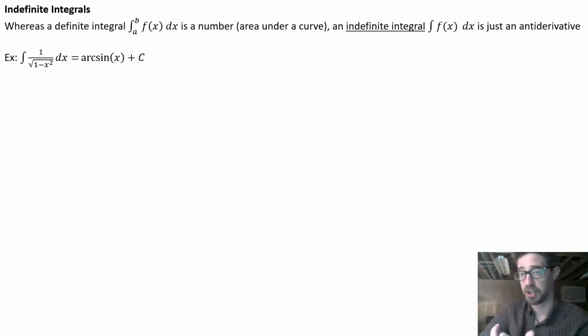So you see what I'm saying? The answer is a function. It's not a number. There's no upper and lower bounds here. I'm just asking you to do a derivative backwards. And so it's arcsine of x plus c. I'm just putting the plus c in for etiquette because it could be plus 100 or whatever.